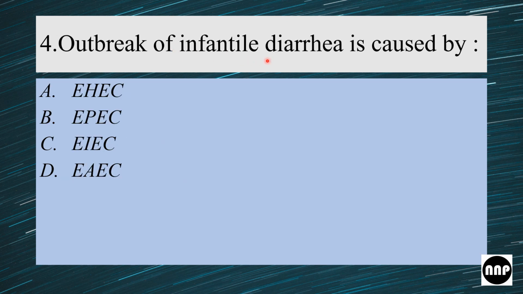Outbreak of infantile diarrhea is caused by option A, EHEC, that is enterohemorrhagic E. coli. Option B, enteropathogenic E. coli. Option C, enteroinvasive E. coli. Or option D, enteroaggregative E. coli. You may pause. The answer is enteropathogenic E. coli.